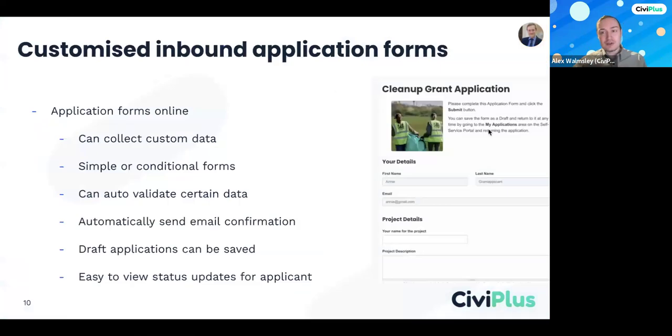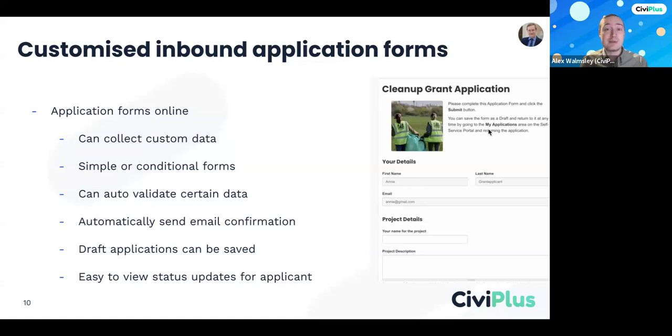The first thing that you need in your grant application process, if someone is applying to you, is you probably want some kind of grant application form. Within Civi, we can provide you an application form online. You don't need to do a Word document application or something like that. Jack will show you what one of these might look like in a second. But within this, you can collect custom data, so it isn't just the standard fields, name, address, and all that.